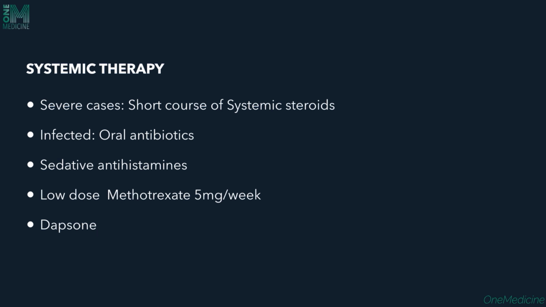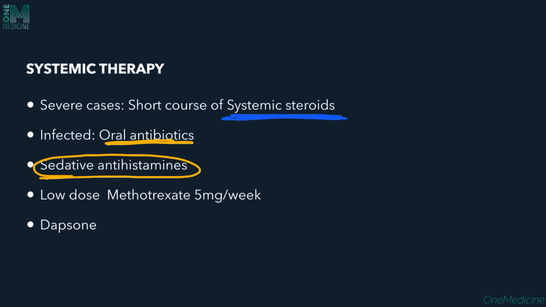Systemic therapy: in severe cases, we go for a short course of systemic steroids. According to body weight, we can give a short course of systemic steroids to control the inflammatory symptoms. If the lesions are secondarily infected with bacteria, then we go for oral antibiotics also. Since there is very severe itching, you give sedative antihistaminics to the patients. It will help in reducing the itching also.